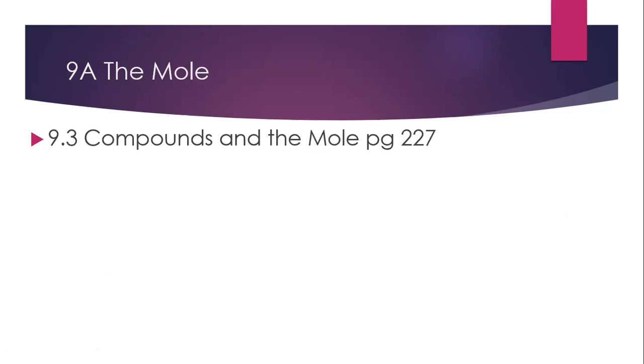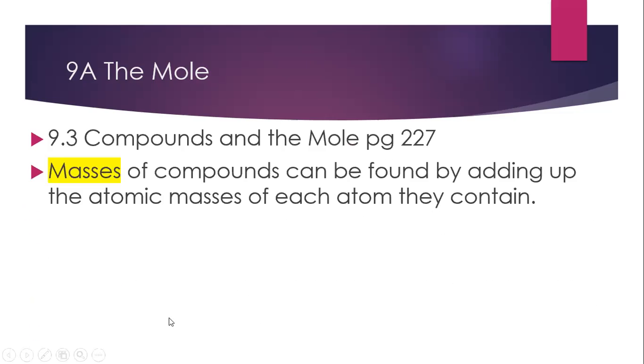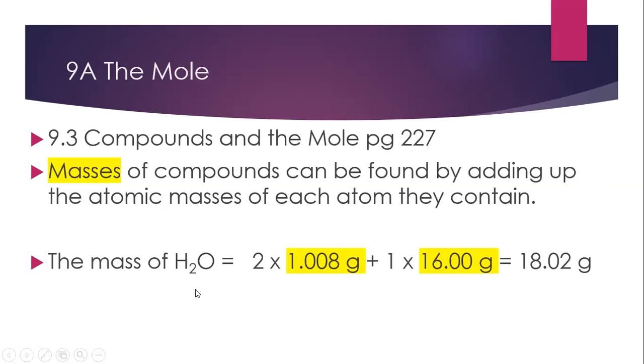Okay, 9.3, compounds in the mole. Masses of compounds can be found by adding up the atomic masses of each atom they contain. So if we're trying to find masses of compounds, we're just adding up the individual masses of each element. So if we wanted the mass of water, H2O, there's 2 hydrogen, 1 oxygen. From the periodic table, 1 hydrogen has 1.008 grams. So if I multiply by 2, and then there's only 1 oxygen, 16 grams times 1, and it gives me a total of 18.02 grams.